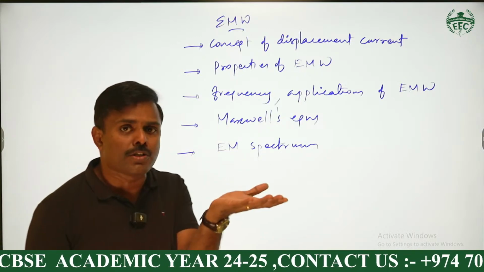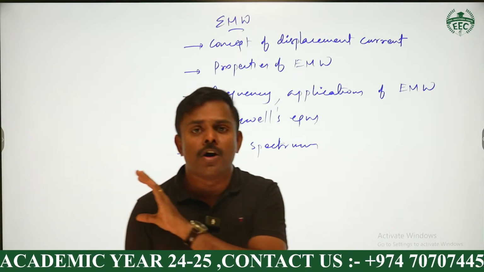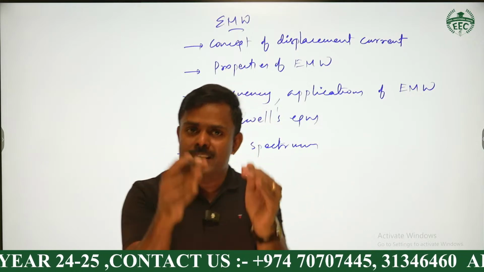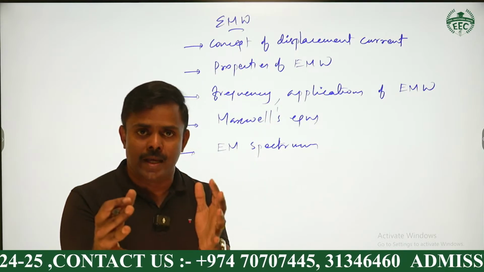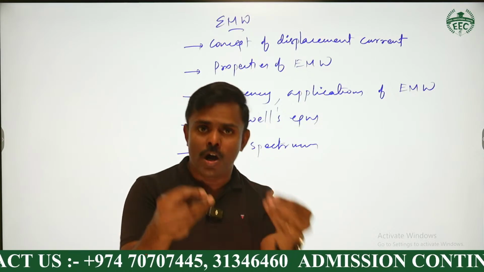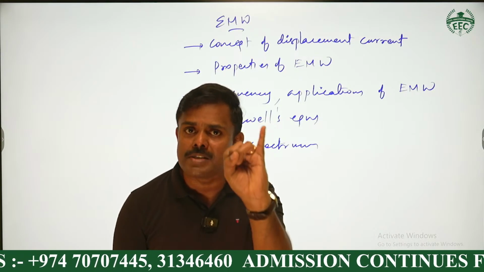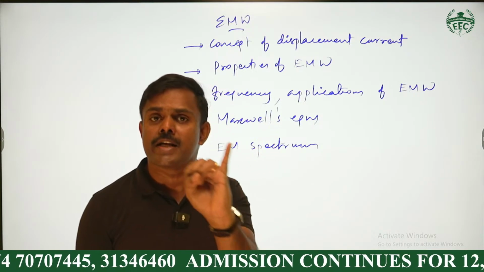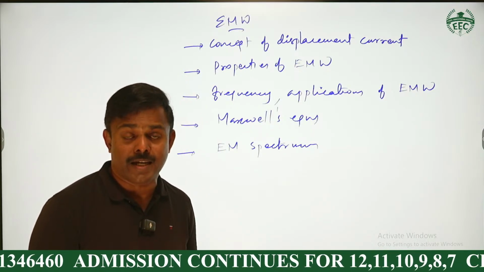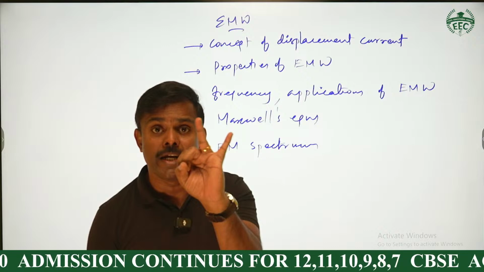Another one is properties of electromagnetic waves. There is something called the electromagnetic spectrum, to which certain wavelengths belong. Anyway, all of them have a few common properties. All of them travel at 3 into 10 raised to 8 meter per second. All electromagnetic waves travel at 3 into 10 raised to 8 meter per second. All of them do not need a medium to travel.